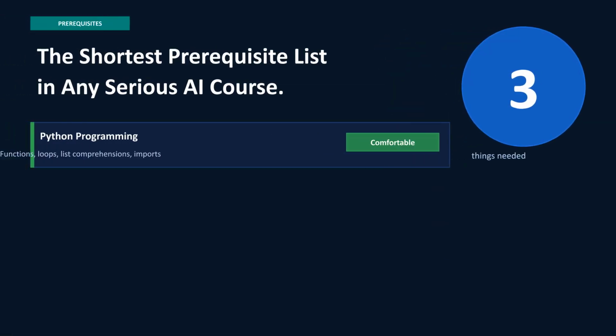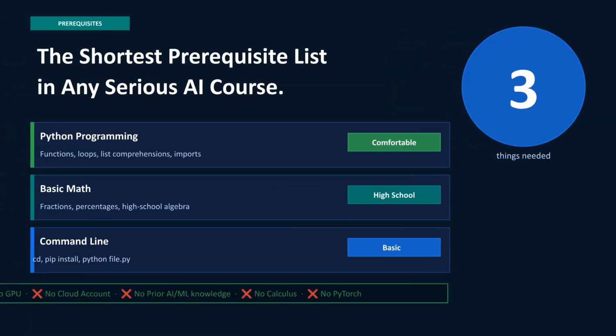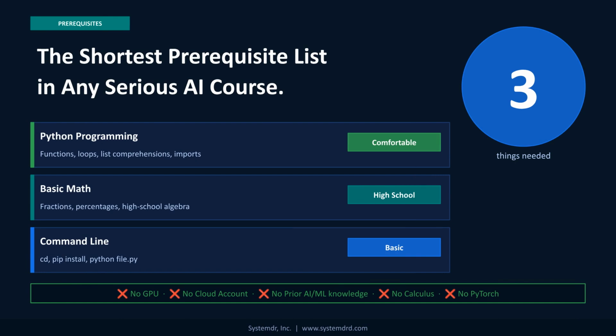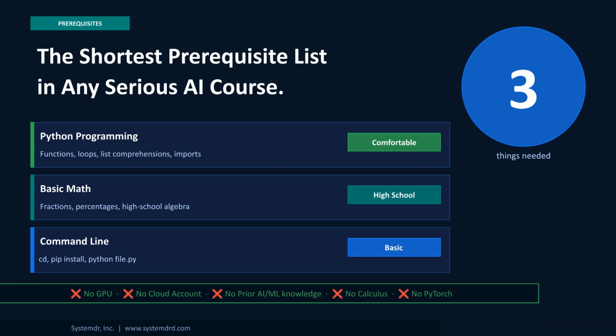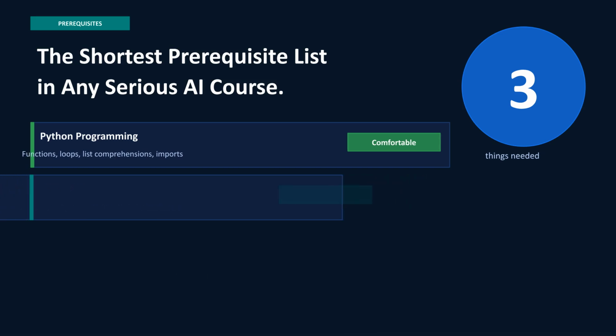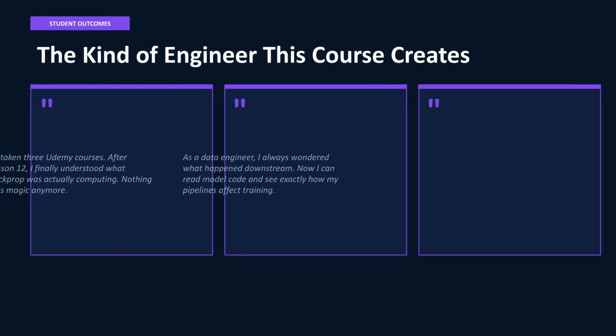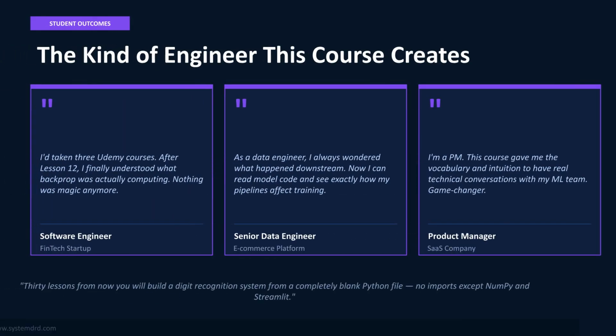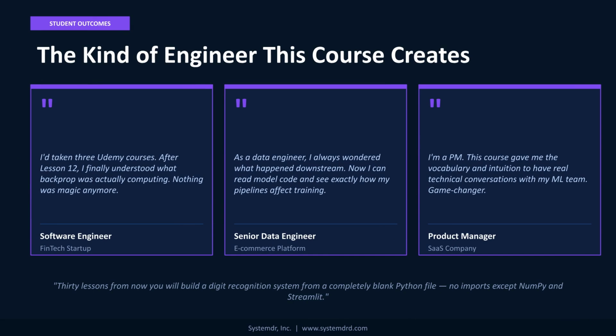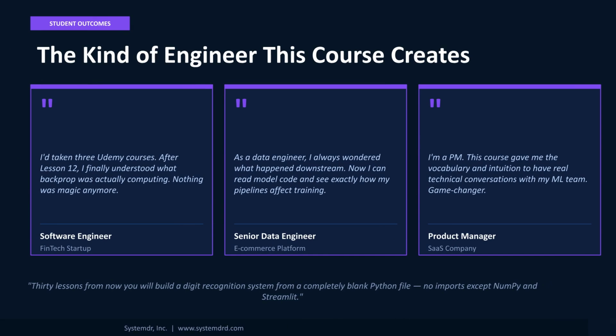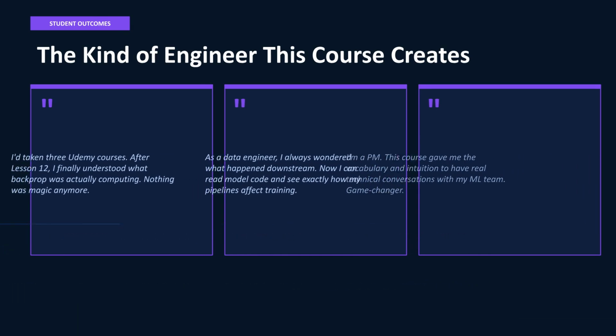This is the shortest prerequisite list in any serious AI course, requiring comfortable Python programming, basic math like high school algebra, and basic command line skills. No GPU, cloud account, prior AI/ML knowledge, calculus, or PyTorch is needed. This course creates engineers with real technical depth, capable of understanding backpropagation, reading model code, and having meaningful technical conversations with ML teams, as highlighted by our student outcomes.